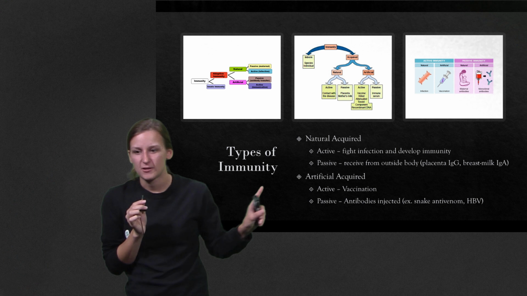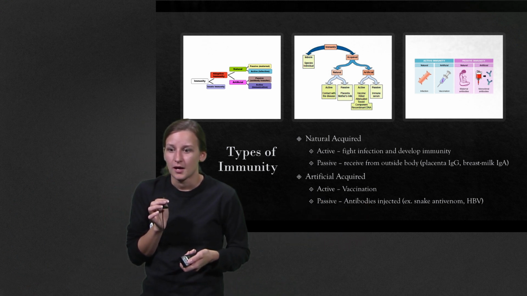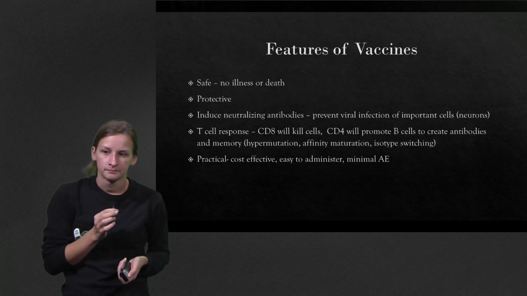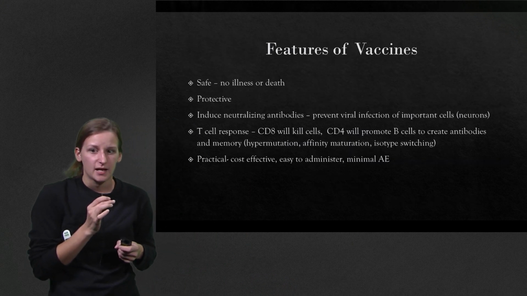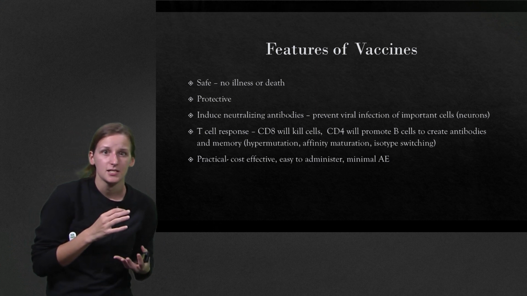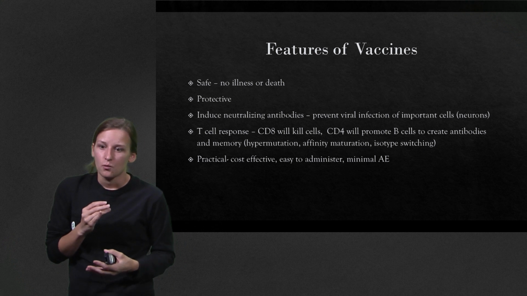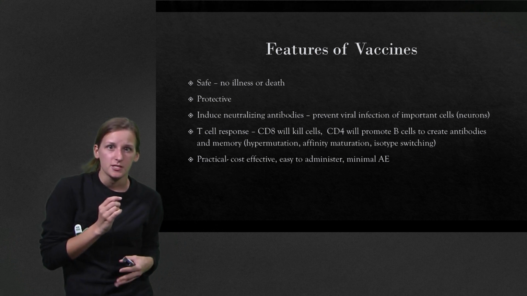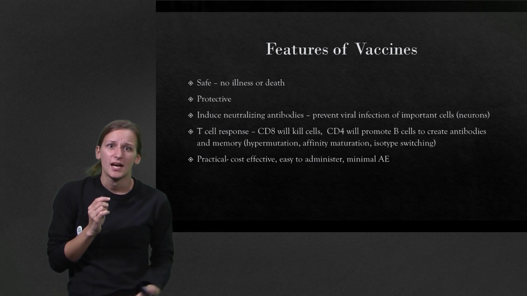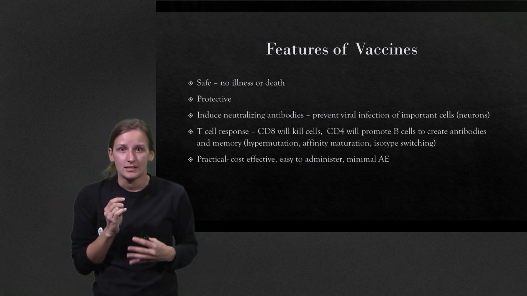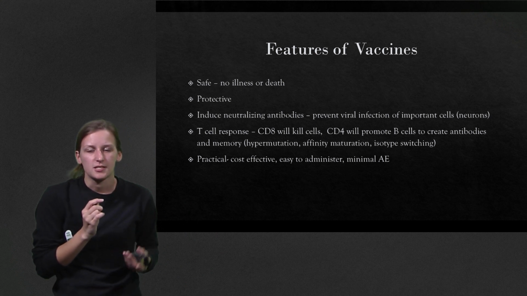And then with artificial, you can also have antitoxins that counts as passive artificial acquired immunity. All right, so these are just features of vaccines. We want them to be safe, protective. We don't want them to cause illness or death. We do want them to have more T-cell responses because that's where we form memory. So even though we have polysaccharide vaccines, we kind of prefer to get more on the cell side. And then we want them to be practical, easy to administer.